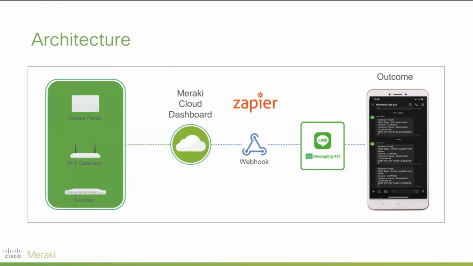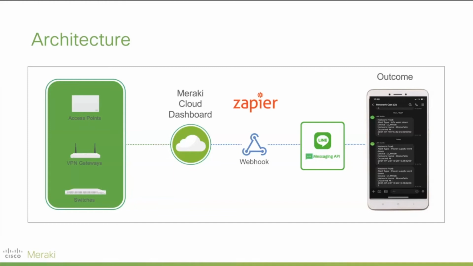On the left side of the diagram, you can see that there is some Cisco Meraki equipment such as access points. This equipment is managed in the cloud, in the Meraki Cloud Dashboard. Today, you can already receive alerts through email or SMS out of the box. Now, we want to show you how you can receive your alerts through the LINE application.